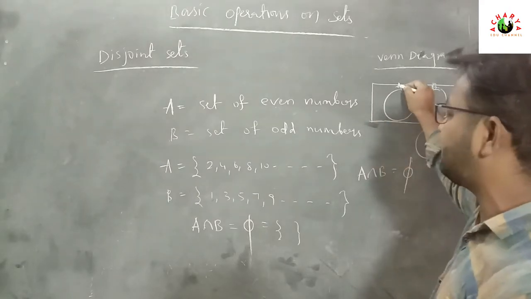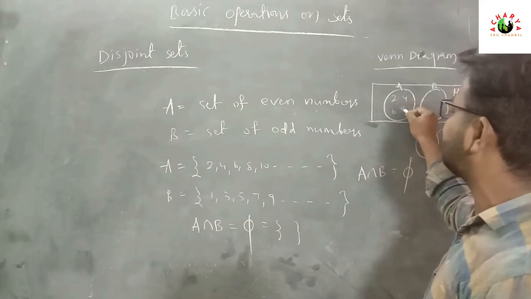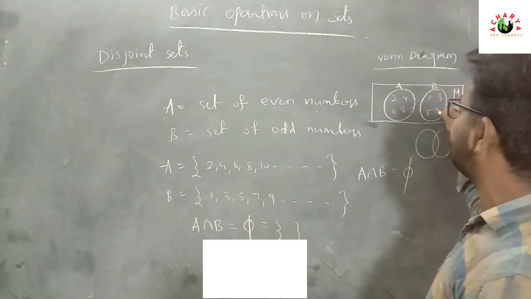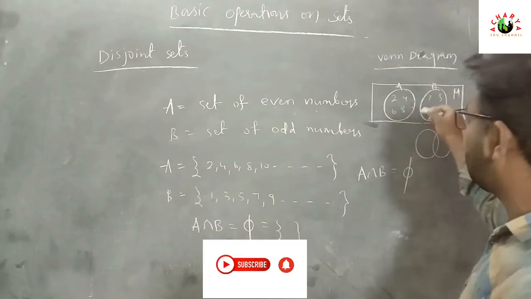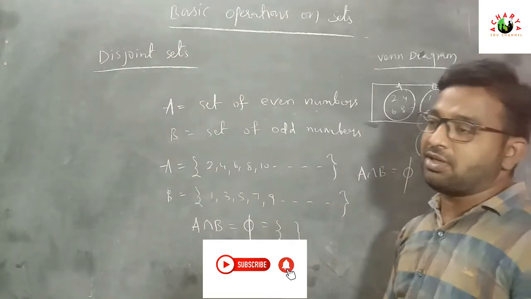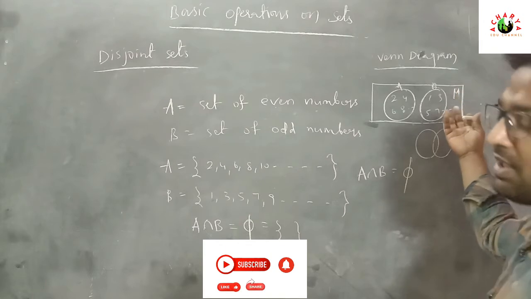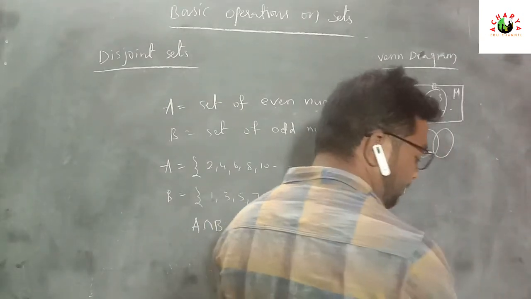Now set A is the set of even numbers, so you can write 2, 4, 6, 8, and so on. In set B, 1, 3, 5, 7, and so on. There is no common element in set A and set B. So A intersection B is equal to phi. So here there is no shaded part. Why is there no shaded part? No elements are common to both sets.